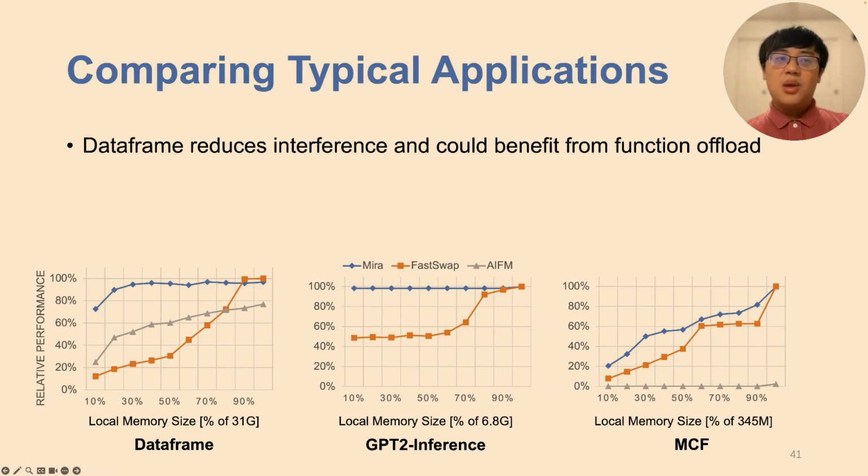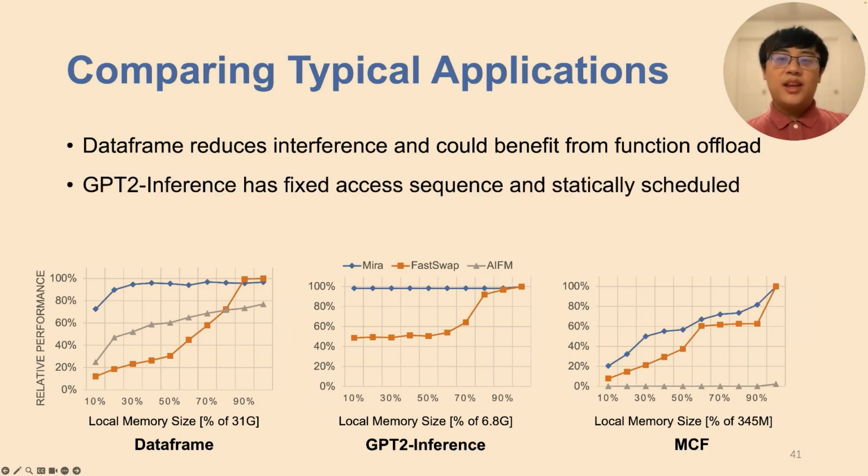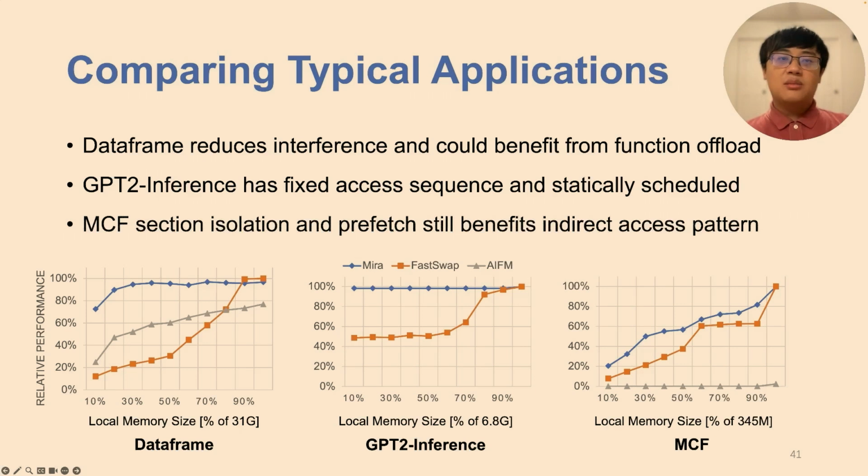On data frame, Mira reduces the access interference and could benefit from function offloading. On GPT inference, a machine learning inference job which has a fixed access sequence, Mira could perfectly capture the access pattern and schedule all the prefetching and accesses at static time. Finally, we evaluated Mira on the graph application MCF, which features more random and indirect access patterns. Mira still outperforms existing systems, leveraging its cache section isolation and prefetching hints.